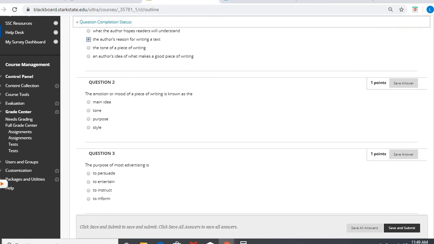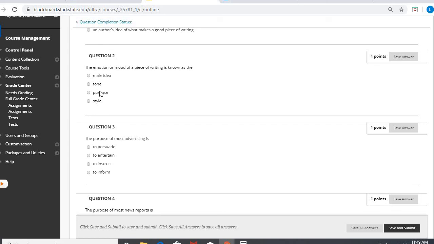Question 2, the emotion or mood of a piece of writing is also known as the tone. Just like we can give tone by our voice, we can show how we feel. That is also how an author can use their words to show their emotion or mood, their tone.